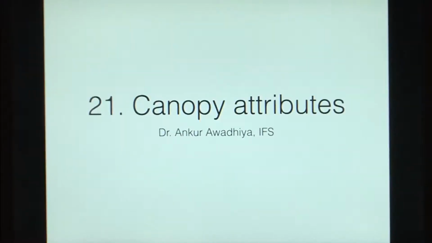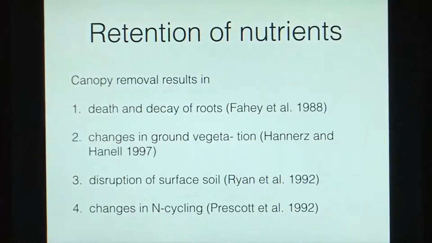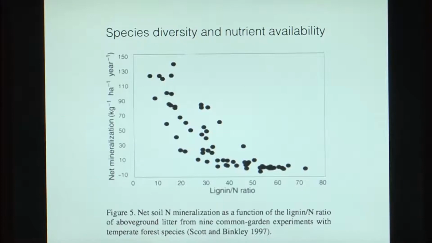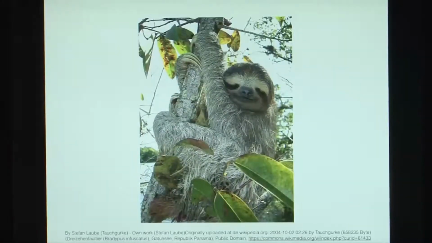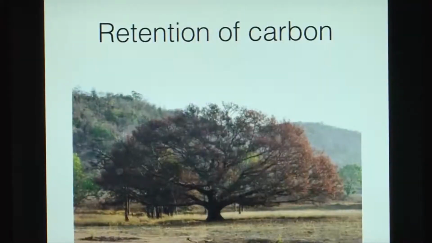Next, we looked at canopy attributes. Canopies are very important because the size of a canopy will give you the amount of photosynthesis that is going on in a tree, and it is also important in nutrient cycling and so on. So, species diversity, nutrient availability, biodiversity. For instance, orchids are epiphytic plants that grow on top of trees, so they require a canopy. There are some arthropods, and some mammals such as the sloth. Sloths only live in the canopies. And the canopy is also important for the retention of carbon.